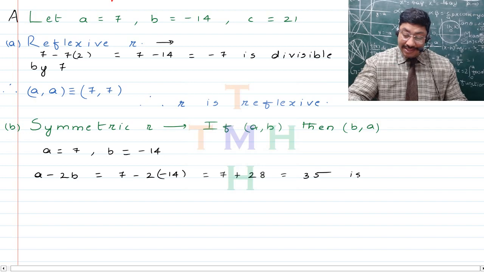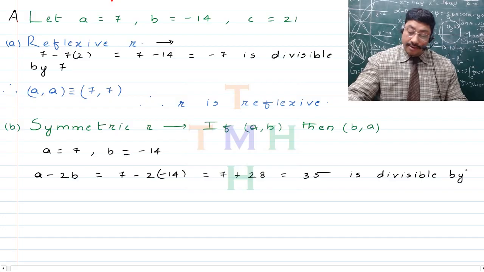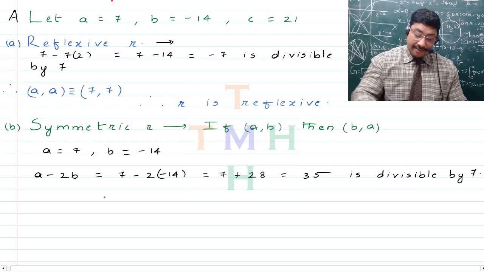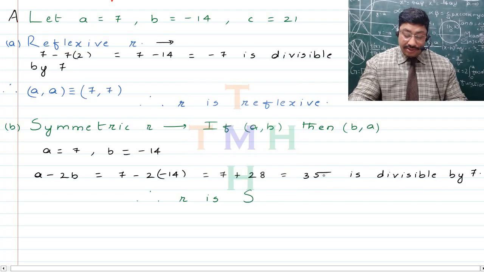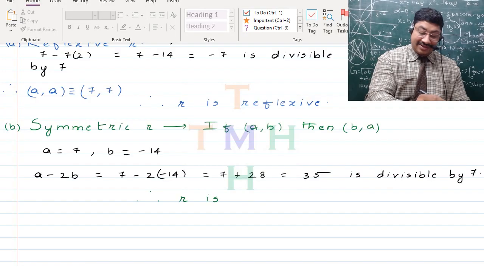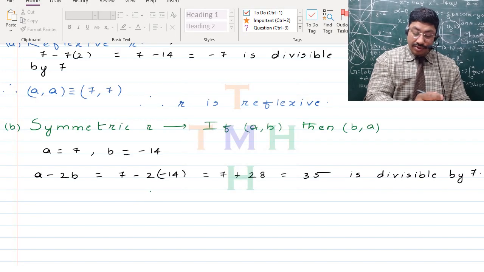And here you can say that this is divisible by 7, and thus you can say that therefore the relation is symmetric. Oh wait, we also have to check it for (b, a). This is just one way. Okay, now we have to do the main thing, which is part of the proof.